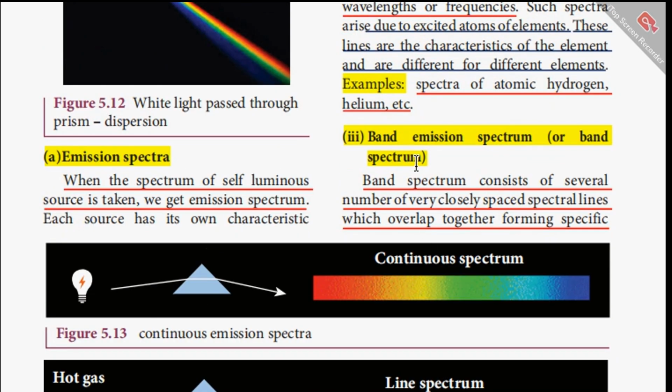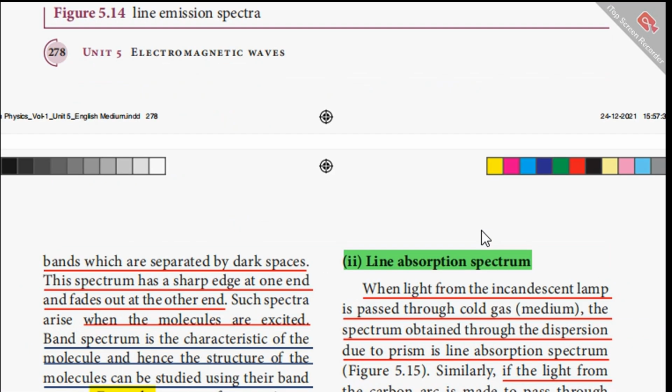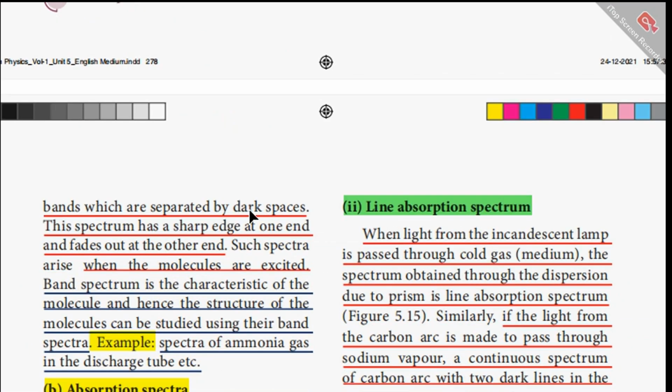Then we will consider the band emission spectrum or band spectra. This band spectrum consists of a number of very closely spaced spectral lines which overlap together, forming specific bands which are separated by dark spaces. This spectrum has a sharp edge at one end and fades out at the other end. Such spectra arise when the molecules are excited. Band spectrum is characteristic of the molecule, and hence the structure of the molecules can be studied using band spectra. Examples are spectra of ammonia gas and the discharge tube, etc.